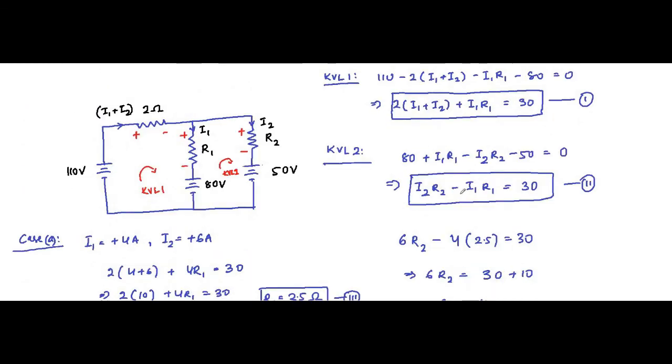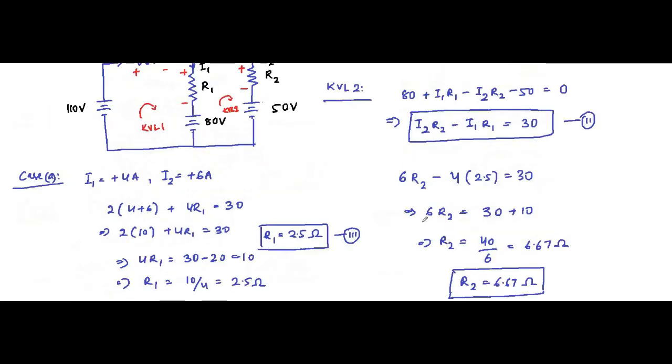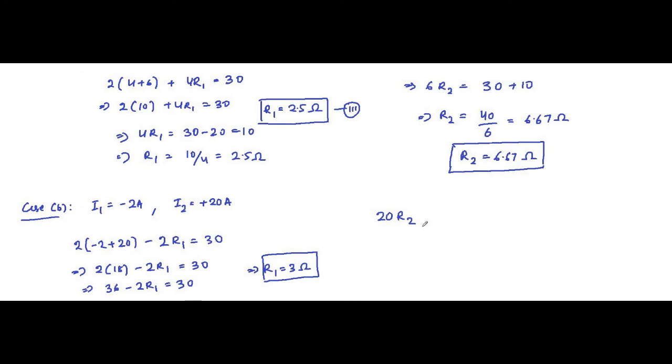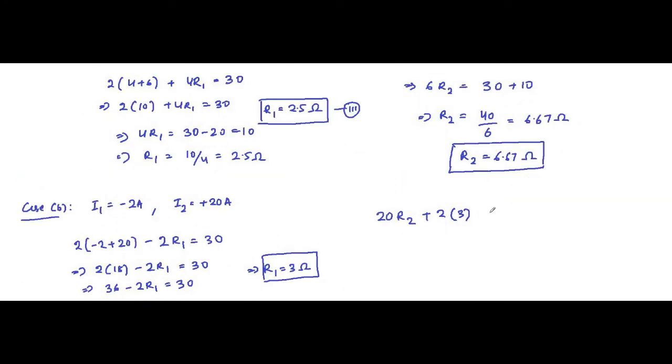So now we'll substitute the values in equation 2. So here it will be 20 R2, then it is minus I1 R1. So it will be minus of minus 2, so it will be 2 into R1 which is 3. That is equal to 30. That implies R2 is equal to 30 minus 6 by 20, which is equal to 24 by 20, which is equal to 1.2 ohm. So for case B, with the conditions given, R2 is equal to 1.2 ohm. This is case B.